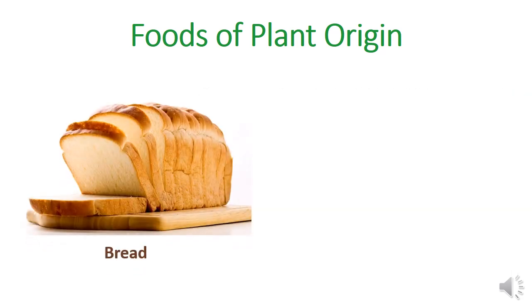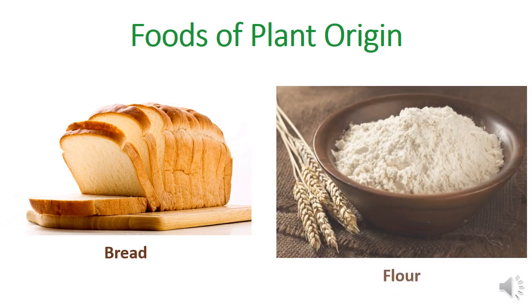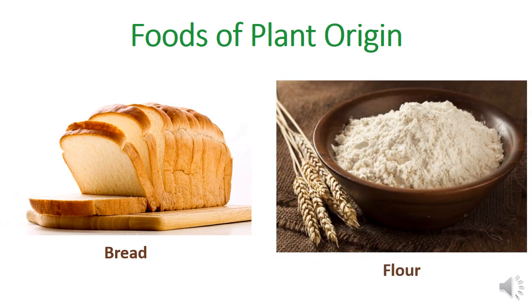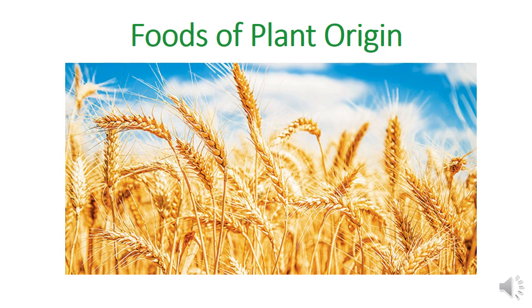What else do we have? What do you think about the bread? How do we make the bread? The bread is made up of flour. And from where do we get flour? The flour is from the wheat. So as you can see, this wheat is a plant. So the bread is of plant origin.